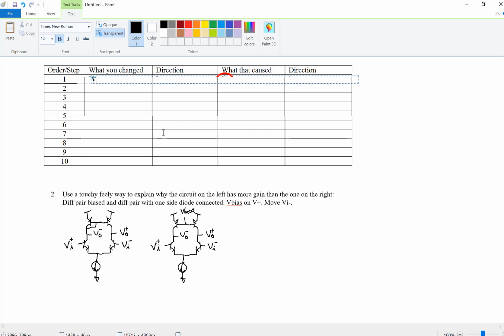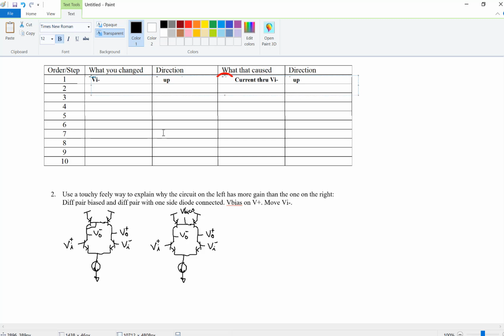So first, let's move V in minus up. That means the current through VI minus goes up. And there's actually two pieces that you have to put together to get this answer. So I am going to do the most useful piece first, and that is if the current through VI minus goes up.